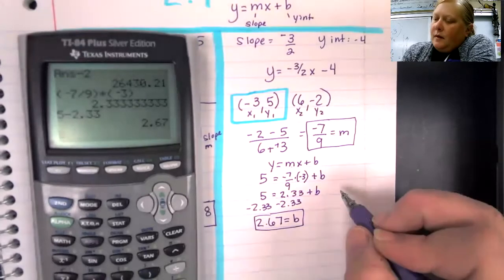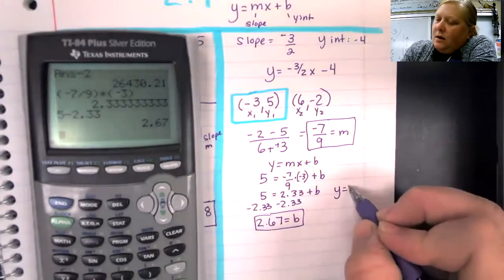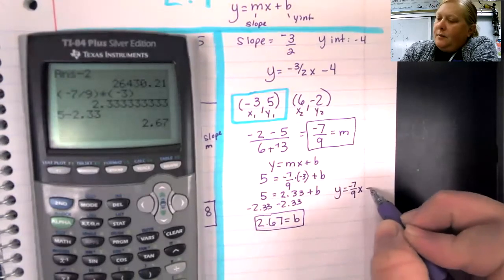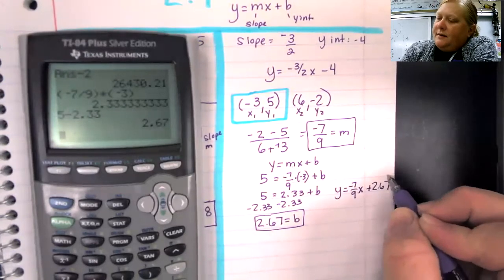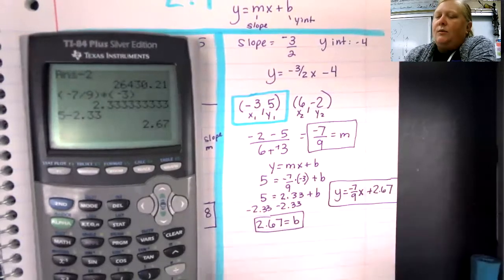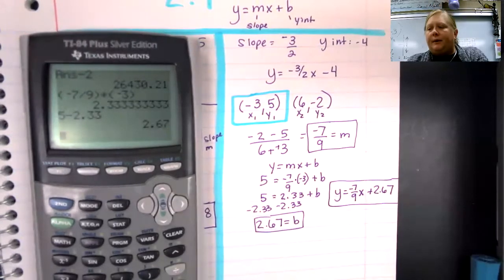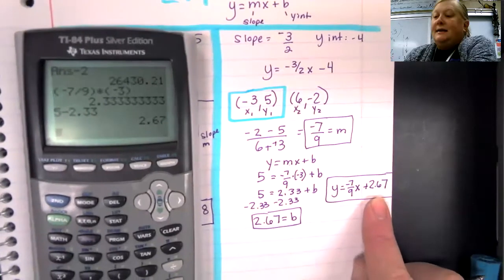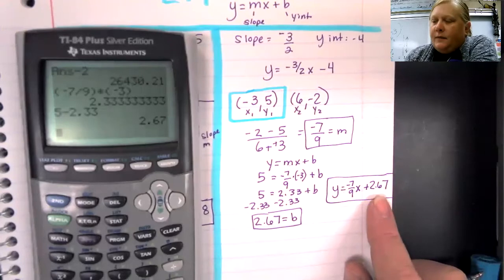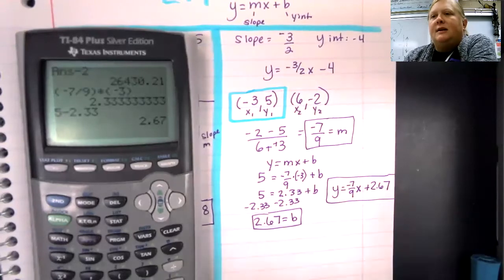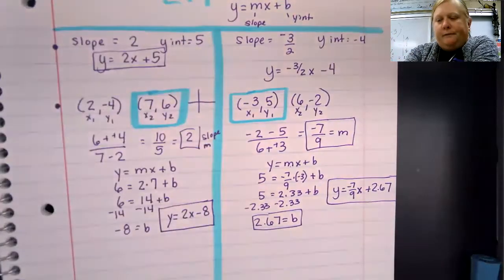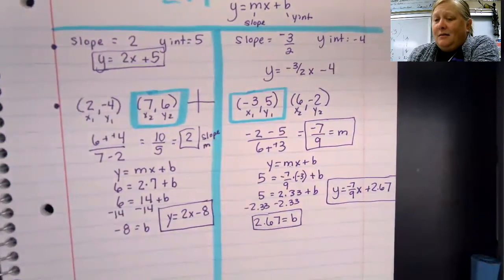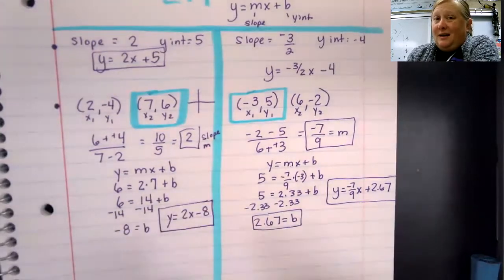Okay, so y equals my slope, don't forget the x, plus 2.67. And I know one is a fraction and one is a decimal, and that might look really weird, but that's okay, because you're going to need this as a decimal anyway to be able to graph it, and then leave this as a fraction because it's easy to move up and over. Okay? That's it, friends. That was the hardest part.